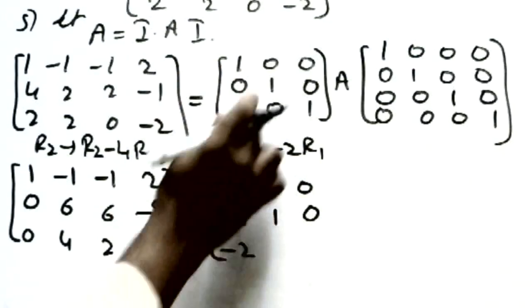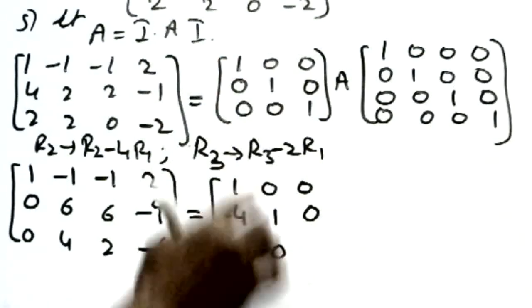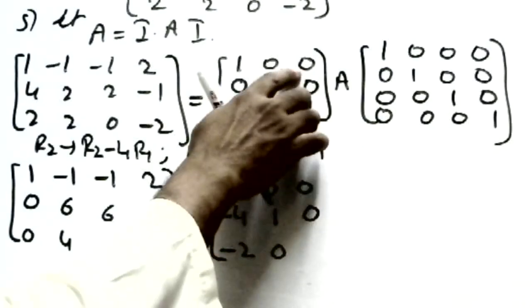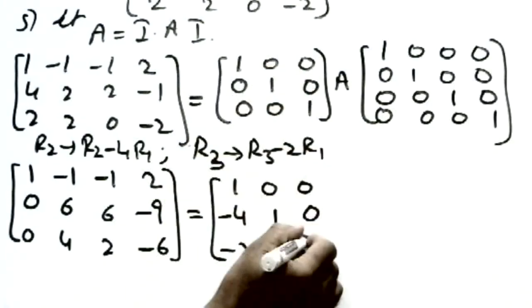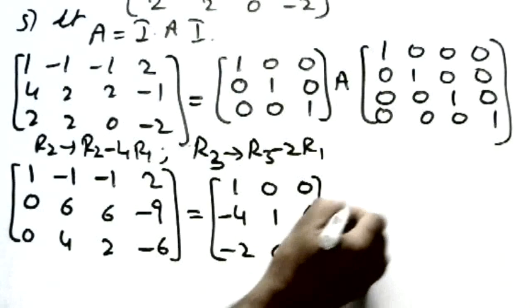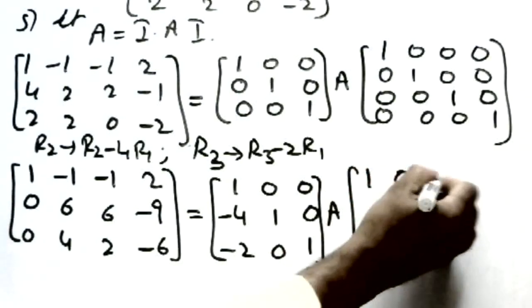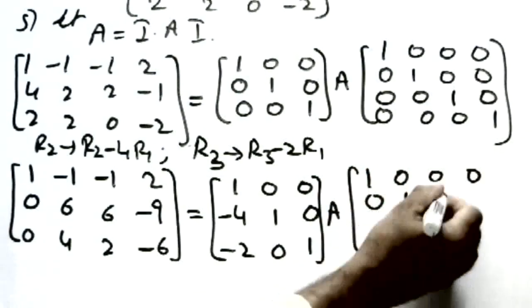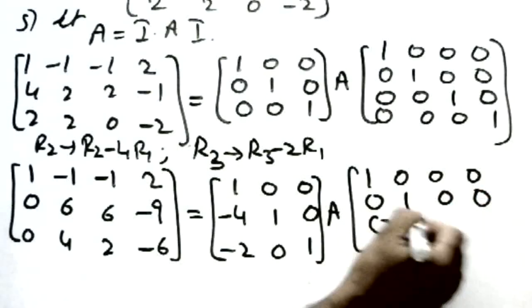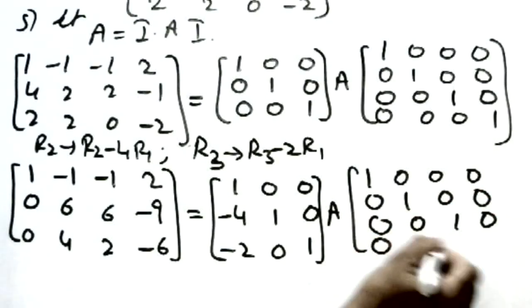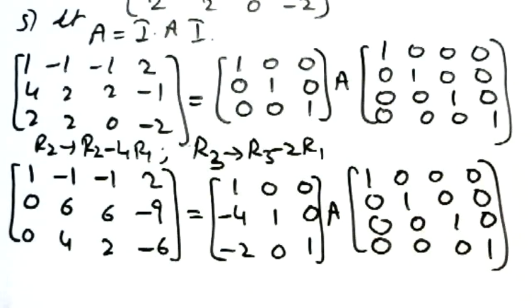And R3 minus 2 R1: 0 minus 2 ones are 2, minus 2. Both are 0, so we are left with 0. R3 minus 2 R1: 1 minus 2 into 0 is 0, 1 minus 0 is 1. So you write this as it is: 1 0 0 0, 0 1 0 0, 0 0 1 0, 0 0 0 1. This is the first step.